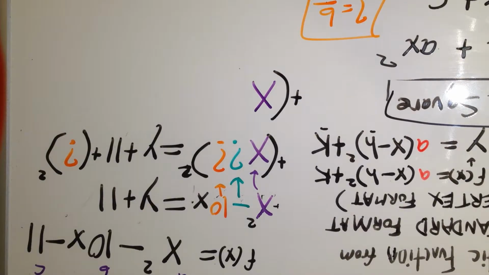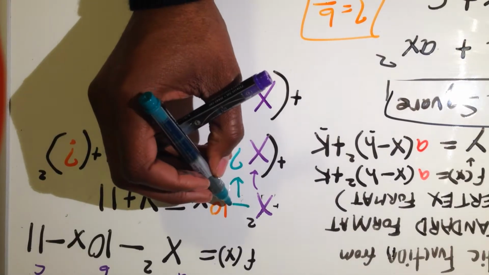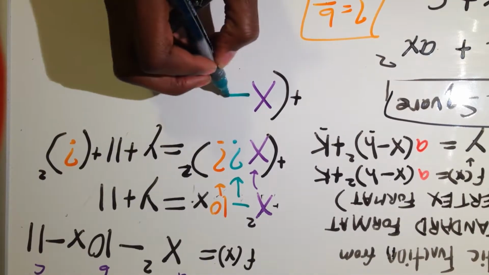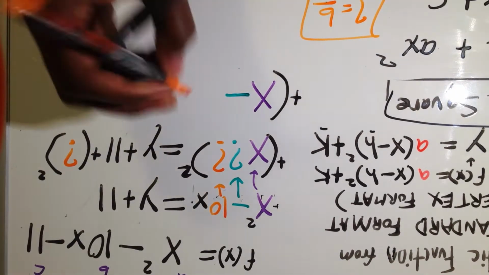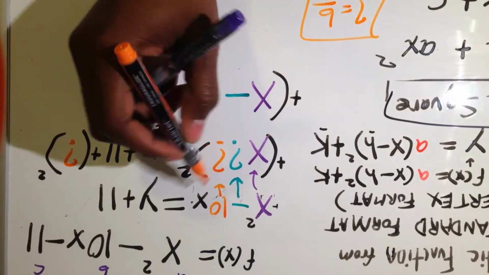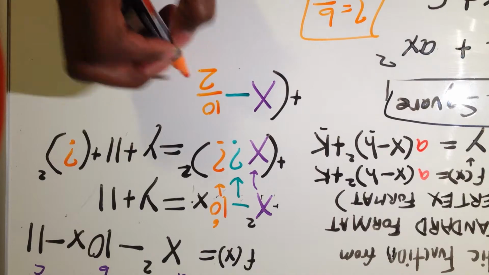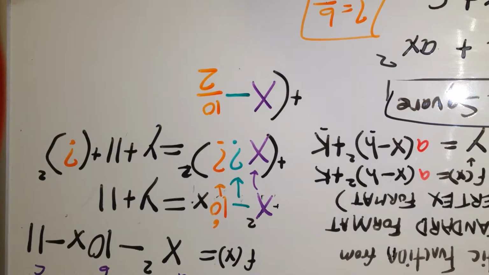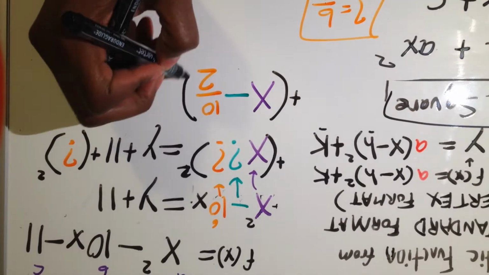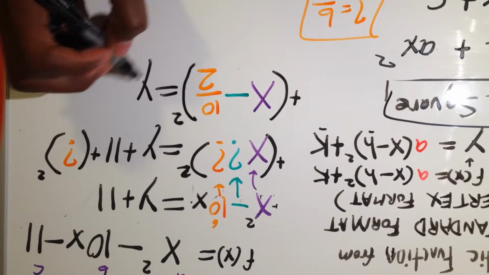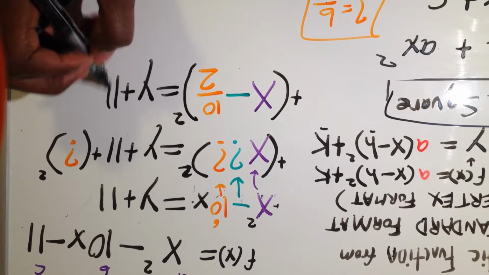Great. And this, copy this, negative. This question mark is negative. And this orange question mark, remember, is b over 2. So 10 is b, so it's going to be 10 divided by 2. Okay. Let's close the parentheses. Squared equals y plus 11.